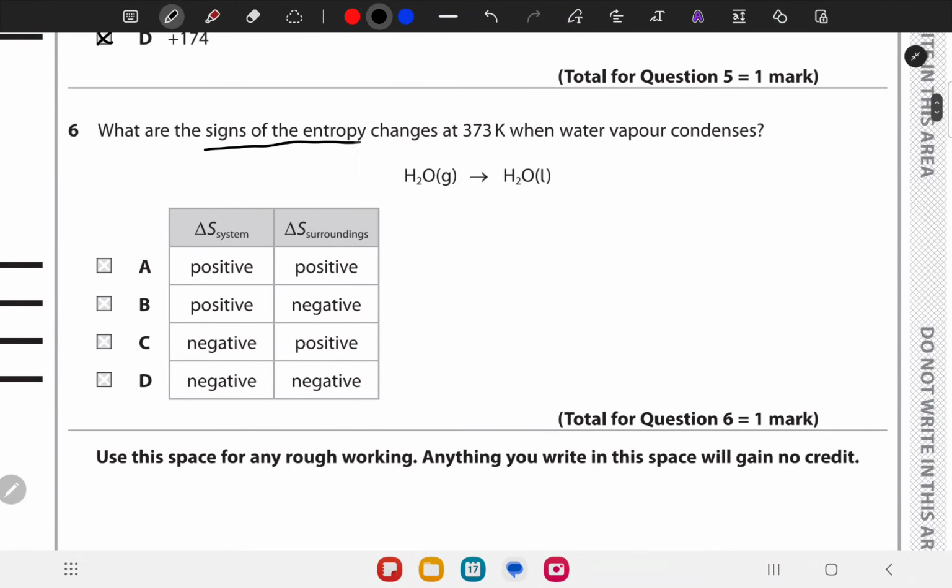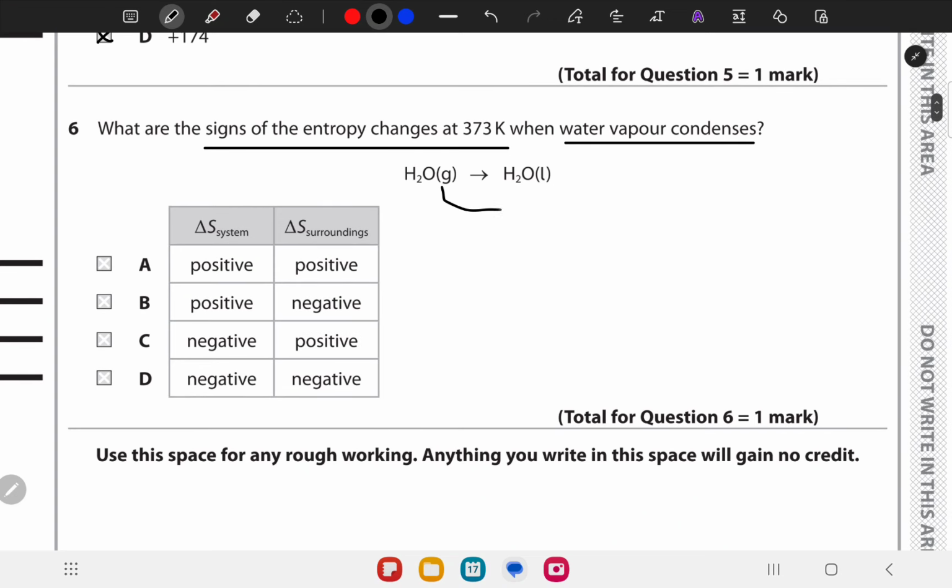Now we have to find what are the signs of entropy change at 373 Kelvin when water vapor condenses. This is condensation over here. We're going from steam to water. So this is steam, this is water. When we go from steam to water, so when condensation happens, del H will be negative. So basically this is an exothermic reaction. So condensation is exothermic.